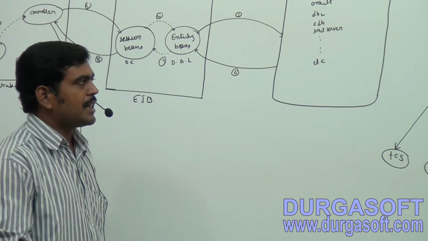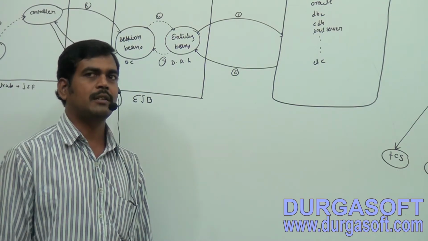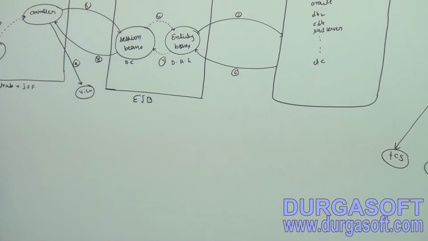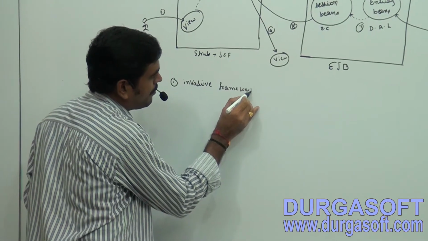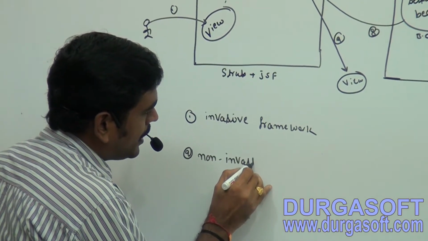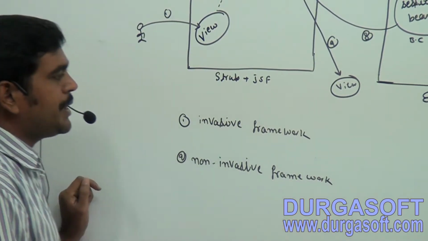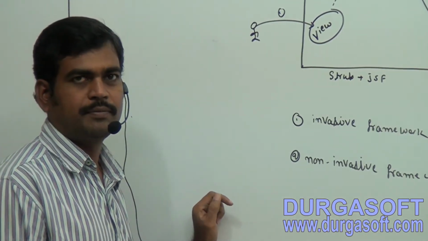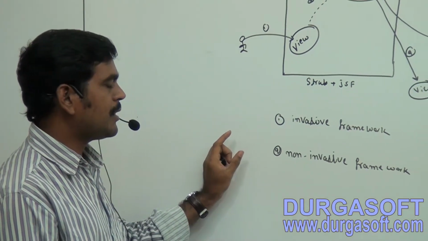Now, according to the industry, two types of frameworks are there. What are the two types of frameworks here? Number one, invasive framework. Number two, non-invasive framework. Invasive framework and non-invasive framework.